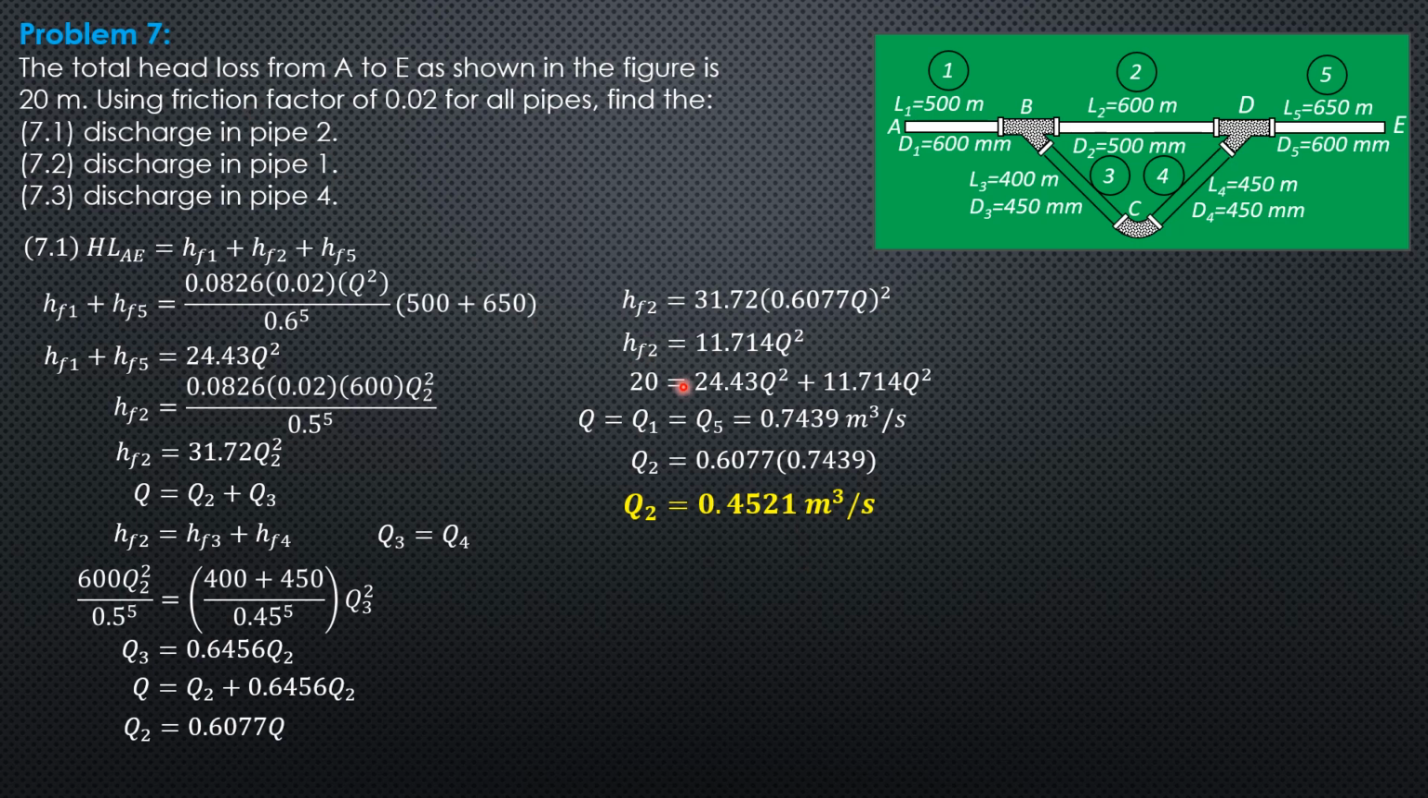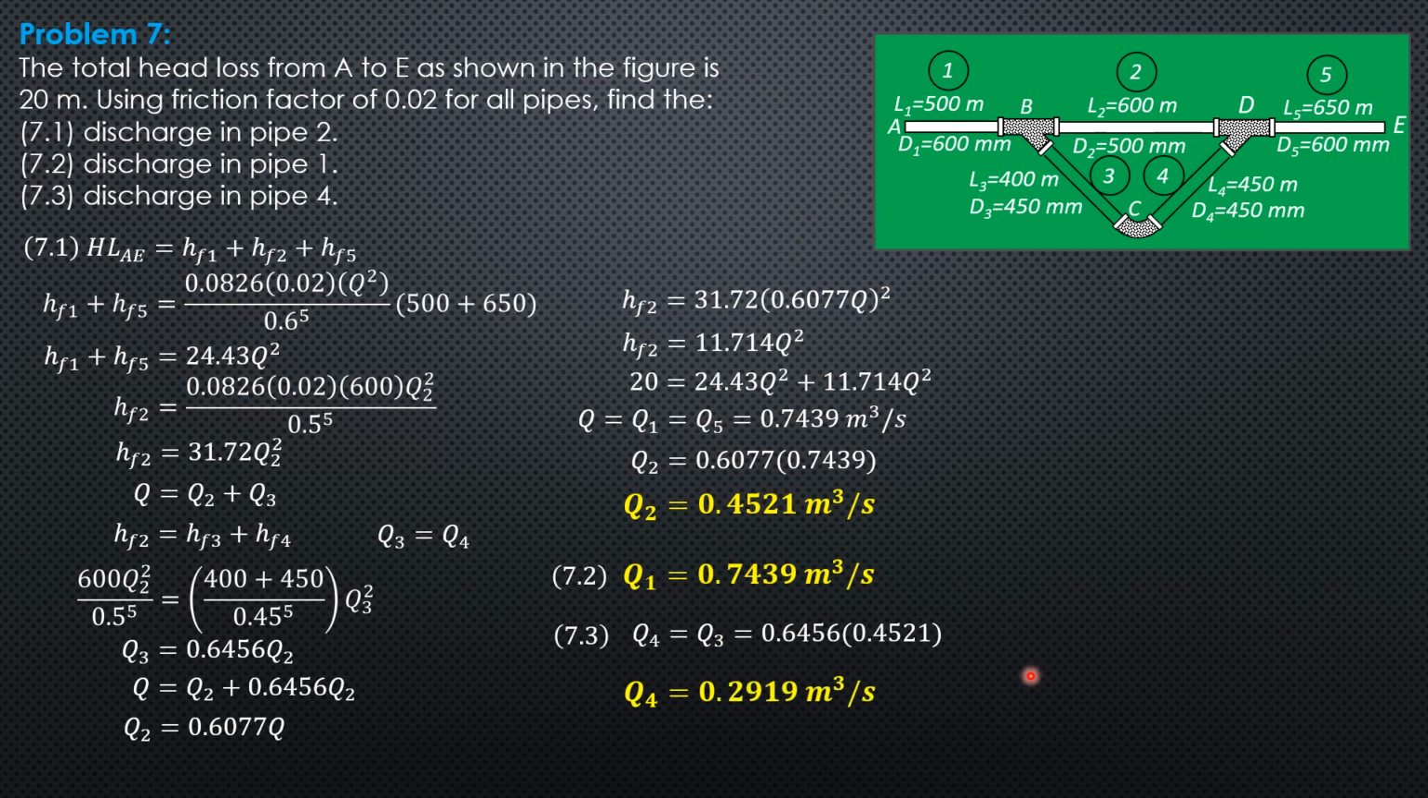The discharge in line 1 is already determined: 0.7439. And finally, the discharge in pipe 4. Discharge in pipe 4 is also the discharge in pipe 3. So Q4 equals Q3 equals 0.6456 of Q2, of 0.4521. So Q4 is equal to 0.2919 cubic meter per second. So that's it for this problem.